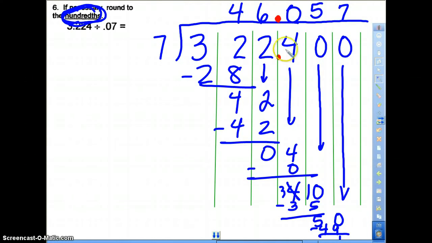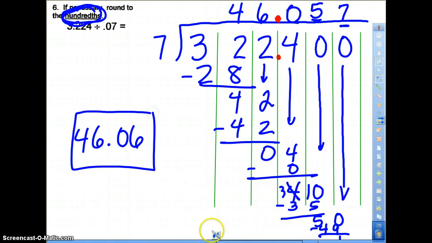Okay, now it says round to the hundredths place. I've got a 5 in the hundredths place, but I have a 7 in the thousandths place. Does this 5 stay a 5? No, the 7's going to make it round up to a 6. So our final answer is 46.06. Circle, box, or highlight.